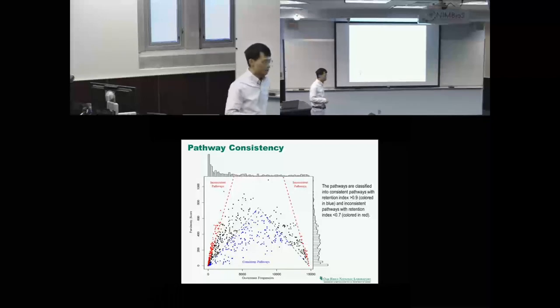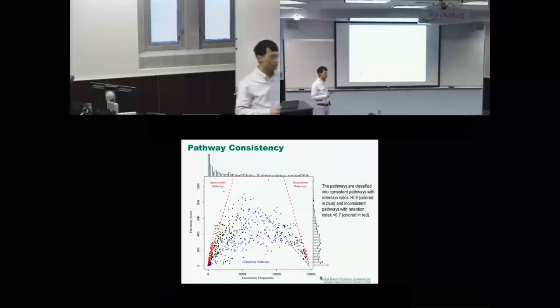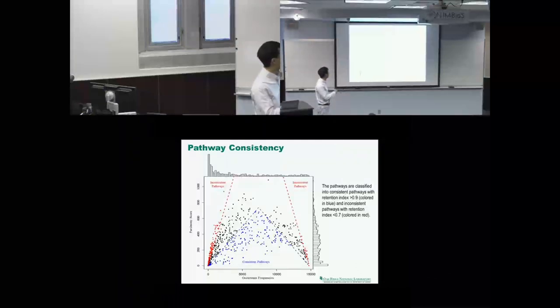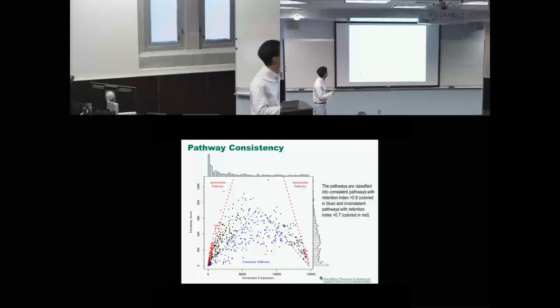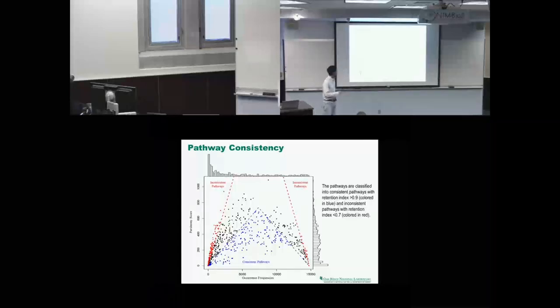In total, in MetaCyc, there are about 500 pathways. Here we first measure how frequently they occur in all these nearly 15,000 genomes. So this is a distribution. There are very few universal pathways, but there are also a lot of pathways occurring in only very, very few genomes. This is the parsimonial score. Also this is a distribution. Most of them have fewer than a few hundred gains and losses.